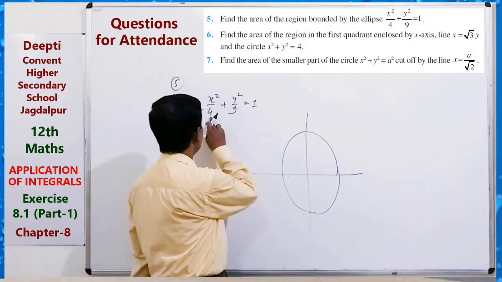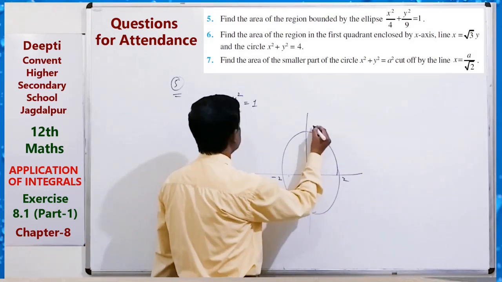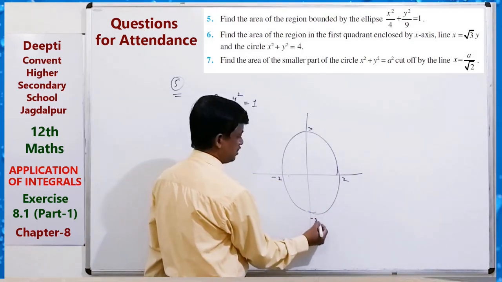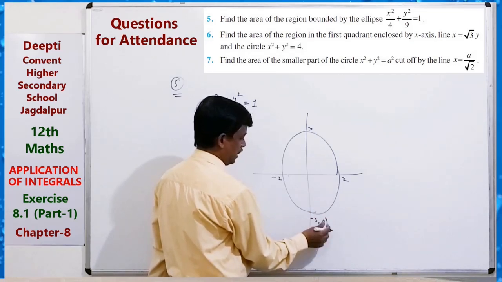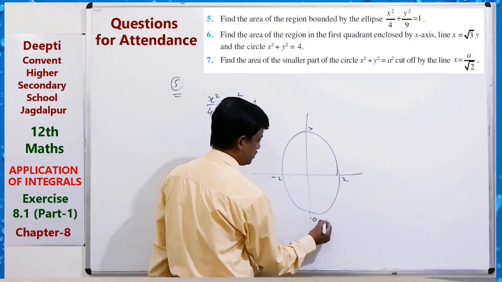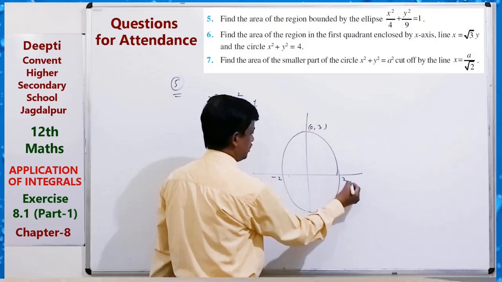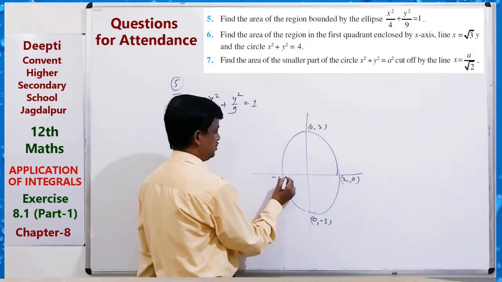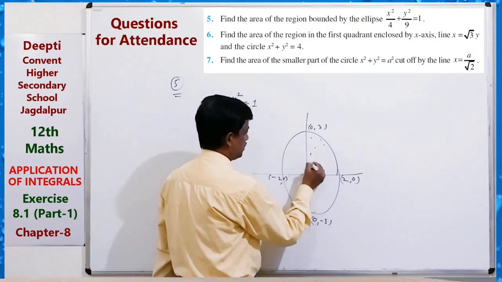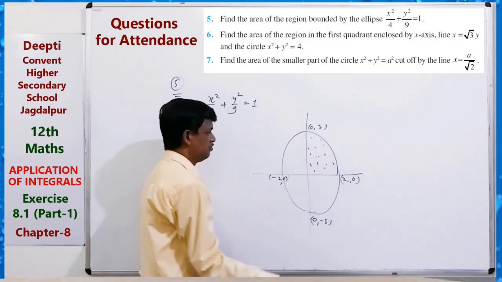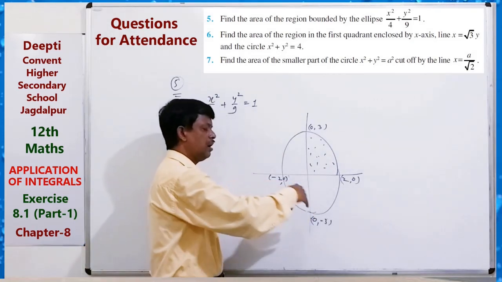So here 4 means a square, that is 2 square, so x is minus 2 and plus 2. Here 9 means plus 3 and minus 3 for y. Here the points are 0, minus 3 and 0, 3; 2, 0 and minus 2, 0. So to find the area, we can do it by any method. You can take a horizontal or vertical strip.